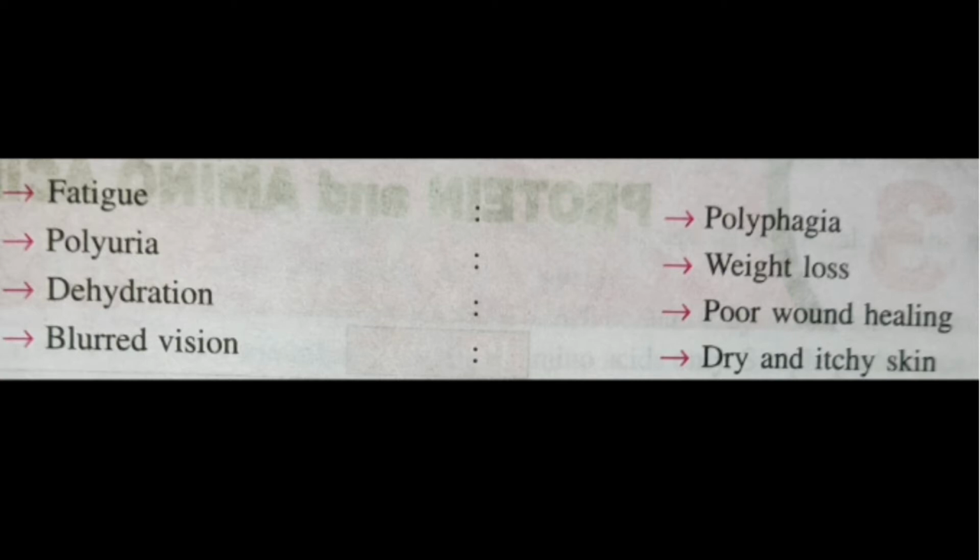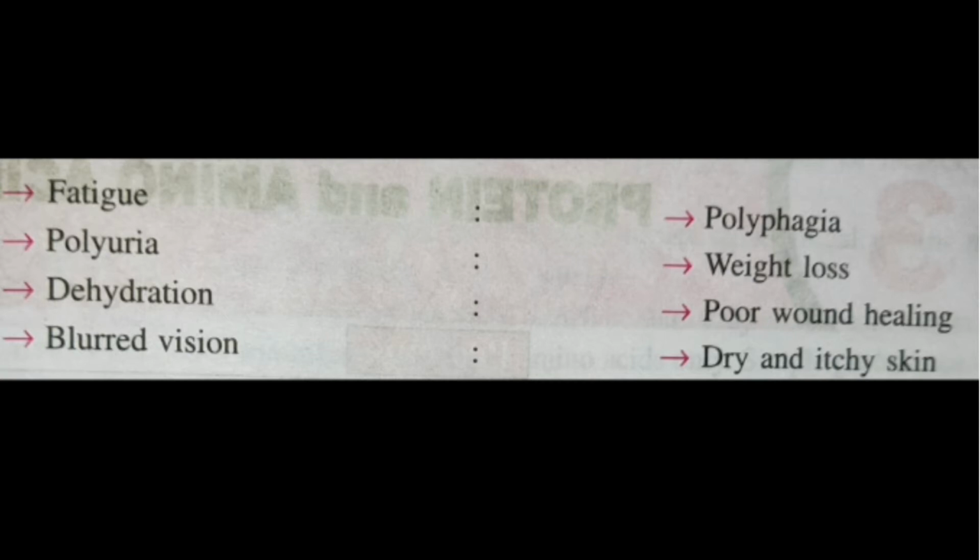Blurred vision means, due to the high blood sugar level in diabetes patients, the cornea is affected, which is a very dangerous effect. Sometimes glaucoma also can happen, so their vision becomes blurred. It is a very common symptom of diabetes. The next is polyphagia. Polydipsia means excessive thirst that can lead to more water consumption.